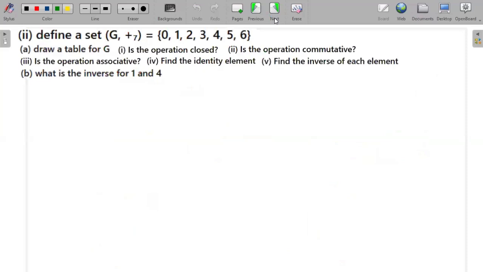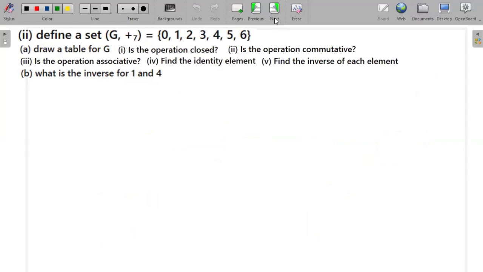All right, so let's look at this question here. This question is on binary operations, and it is a very interesting question, and we're going to tackle it today.